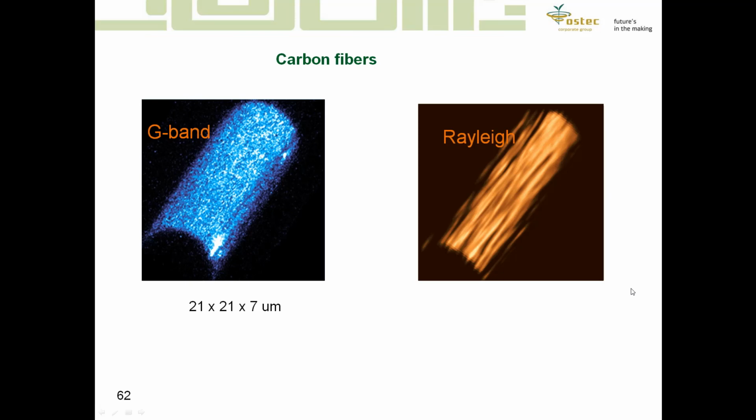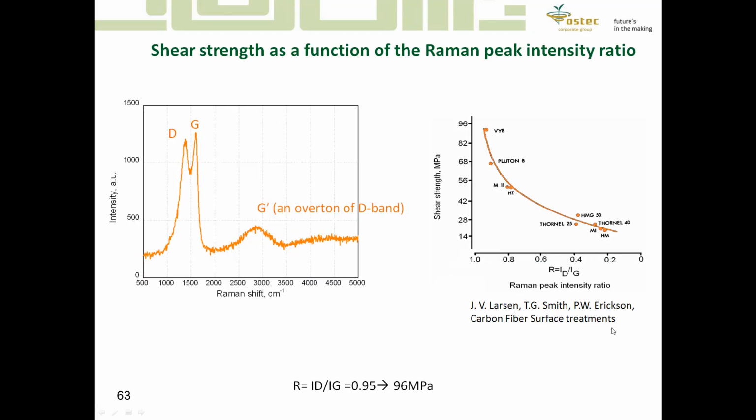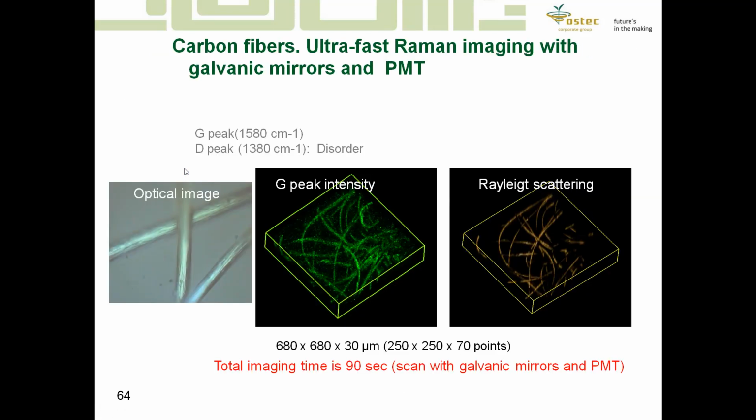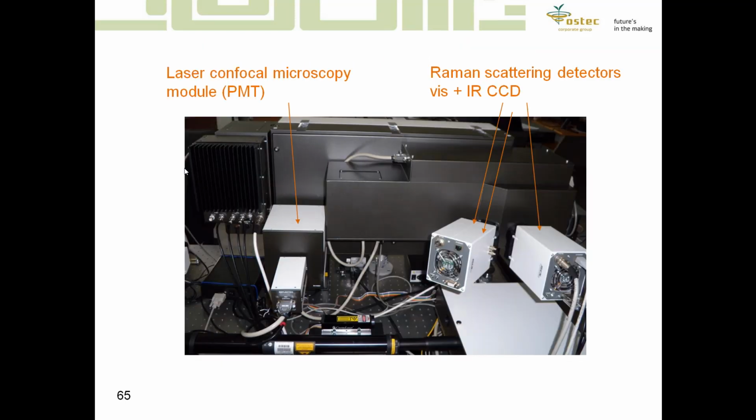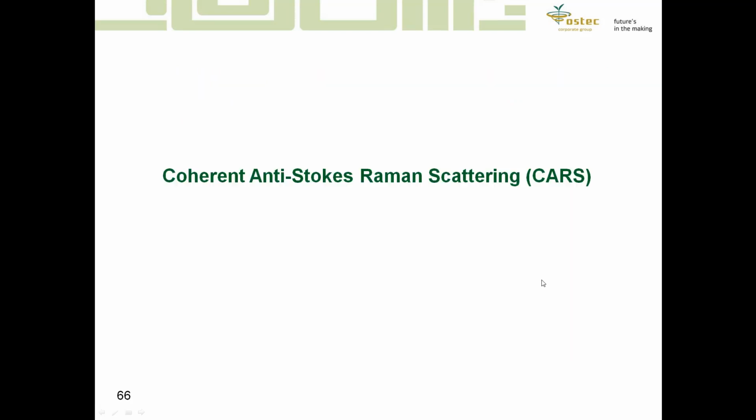As I mentioned, we can also get information about stress. This information can be calculated from the Raman peak and then used to make a map of these structures of carbon fibers. This is an example of two detectors attached to the spectrometer, for example one of them for near infrared and the other one for the visible range.